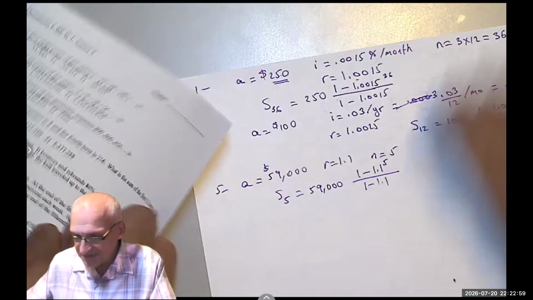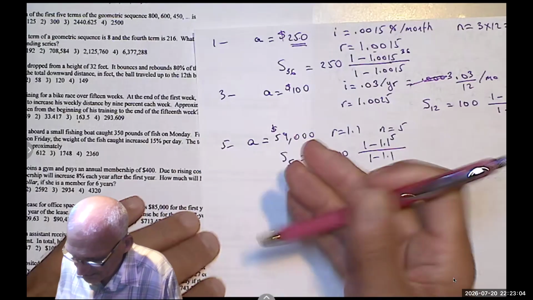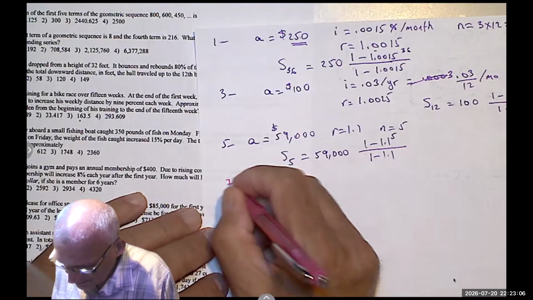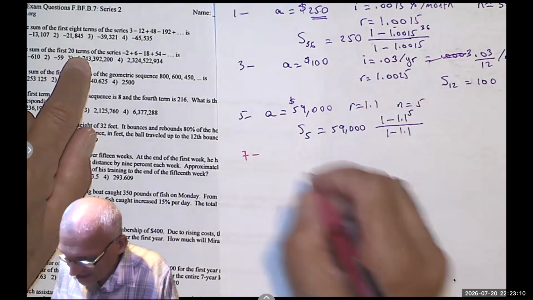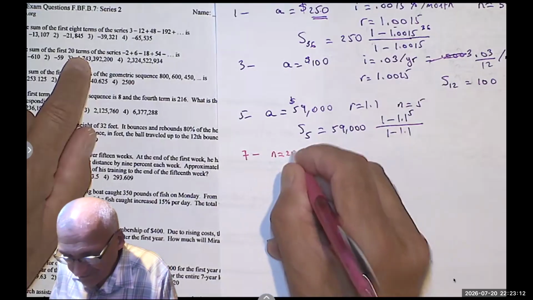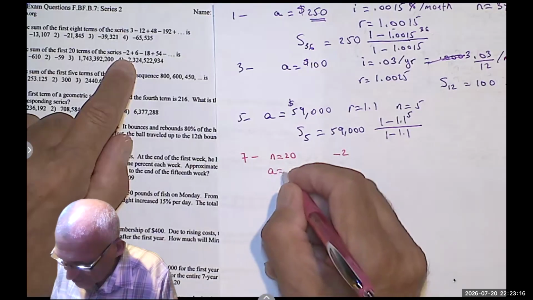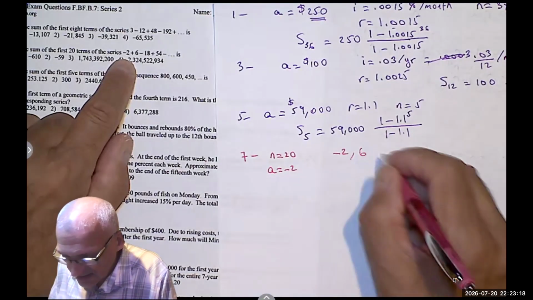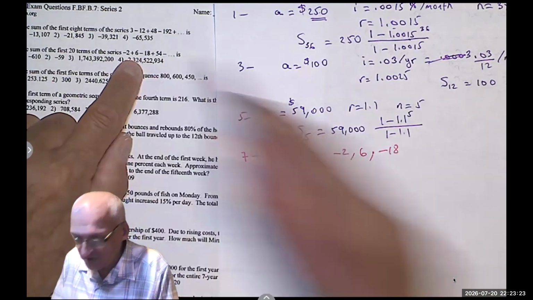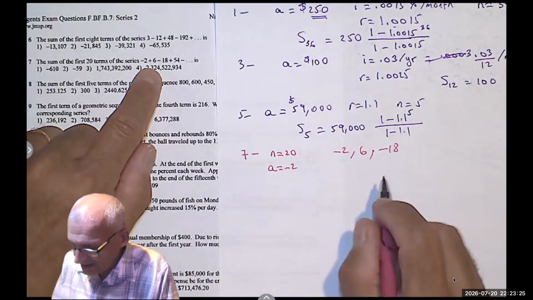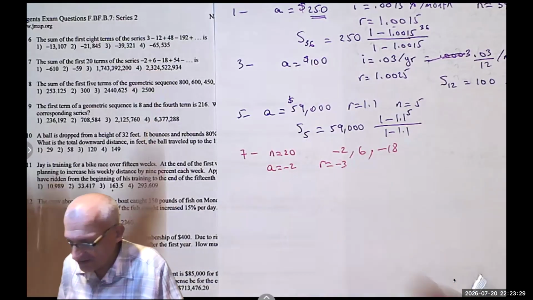and look at number 7. What is number 7? What's the sum of the first 20 terms? So n is 20. And the series is -2, meaning A is -2, 6, -18. They are adding them. I'm just writing the sequence. I divide this by that, or this by that, I get R equals -3.